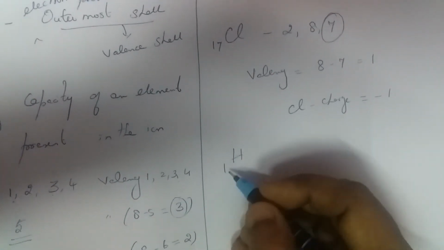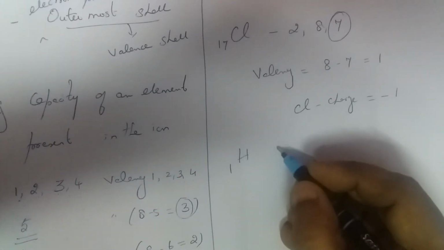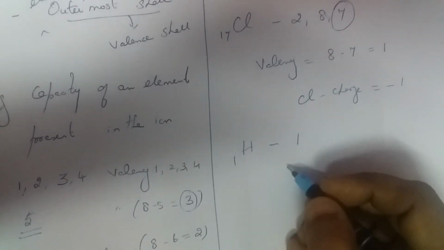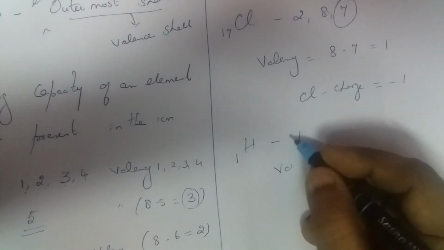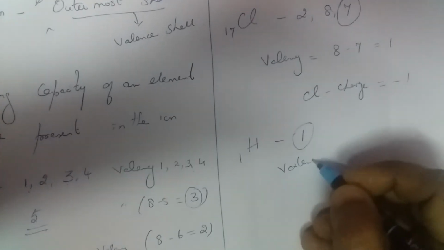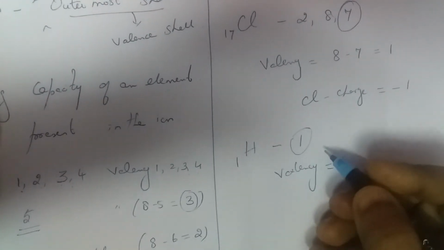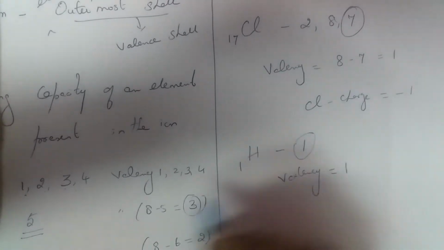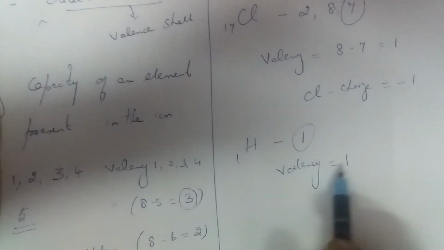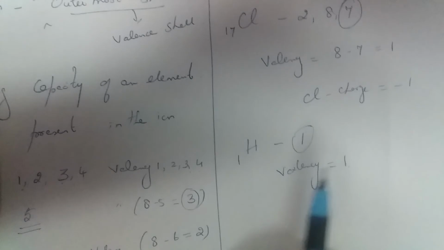Next, hydrogen. The atomic number is 1, therefore the electronic configuration is 1. How many electrons are present in the valence shell? Only 1 electron. This is less than 4, therefore the number of valence electrons is equal to the valence C. Therefore, valence C is 1.